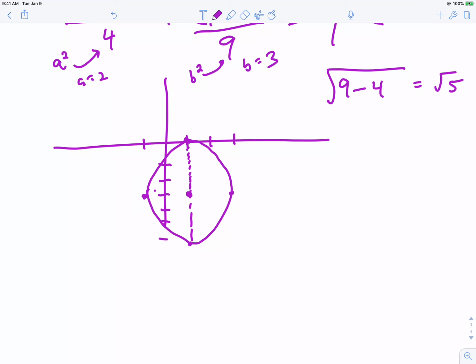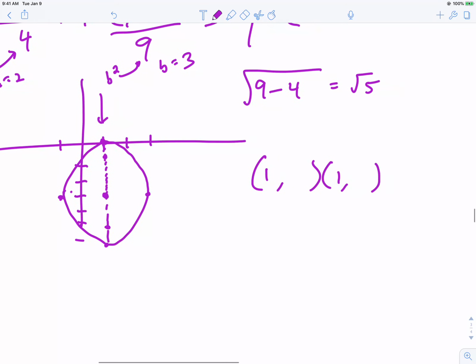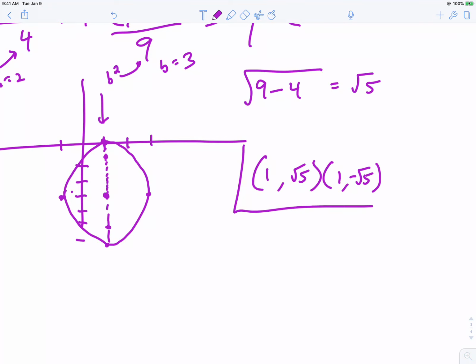So I need the coordinates of my foci. They're going to be here on the major axis. Because this thing goes vertically, the major axis is on x equals 1. So my foci are going to have x-coordinates of 1 for sure. The y-coordinates are going to be negative root 5 and positive root 5.